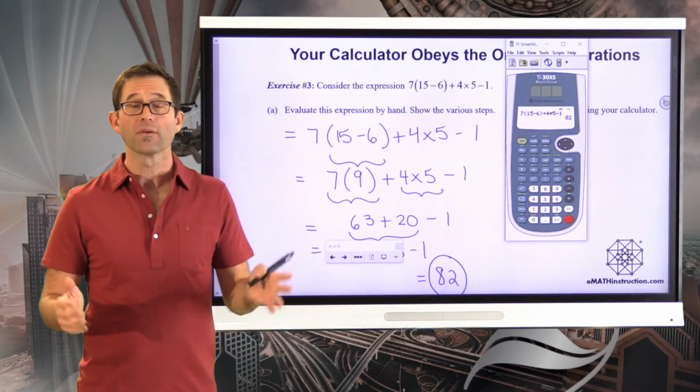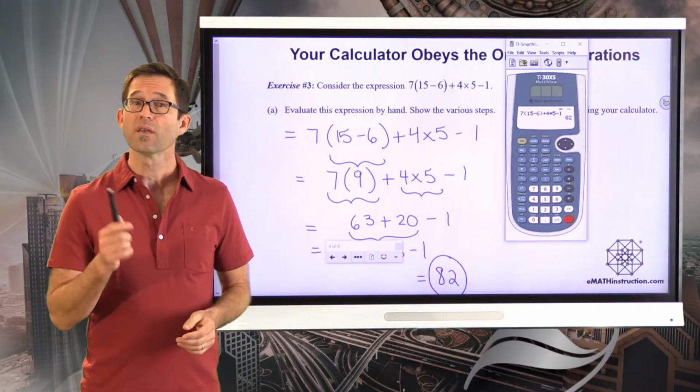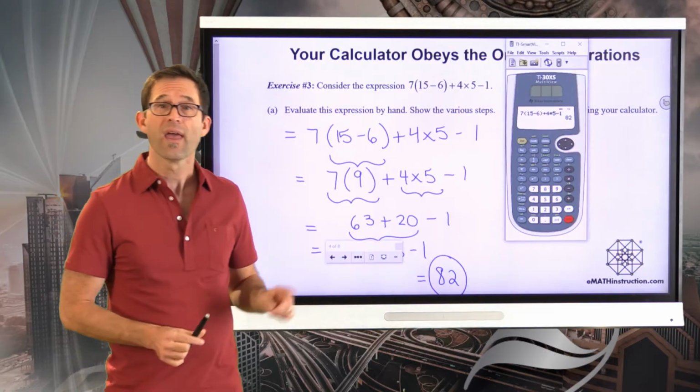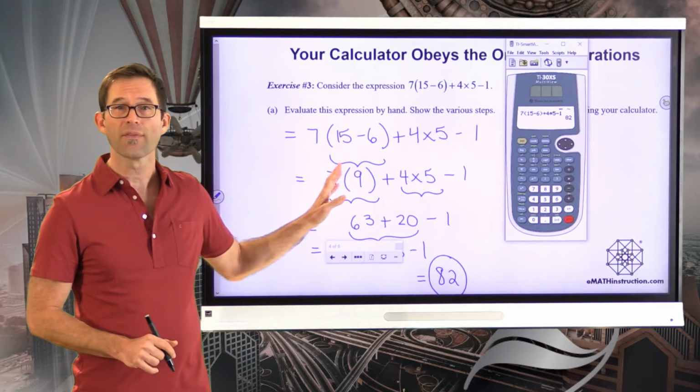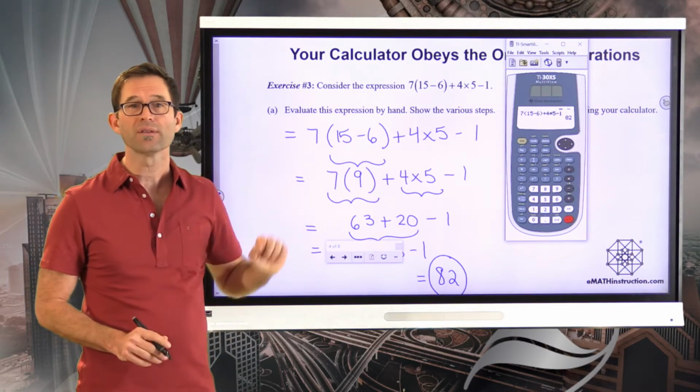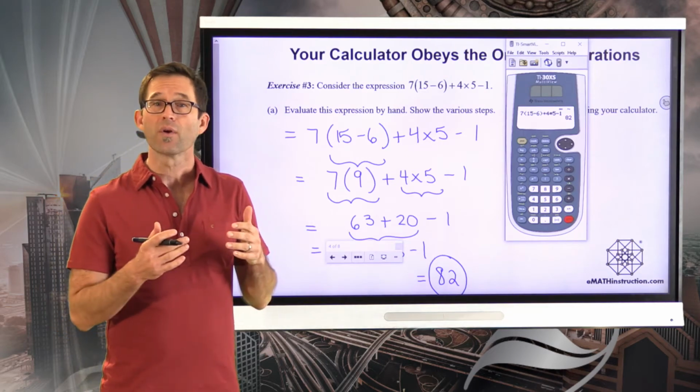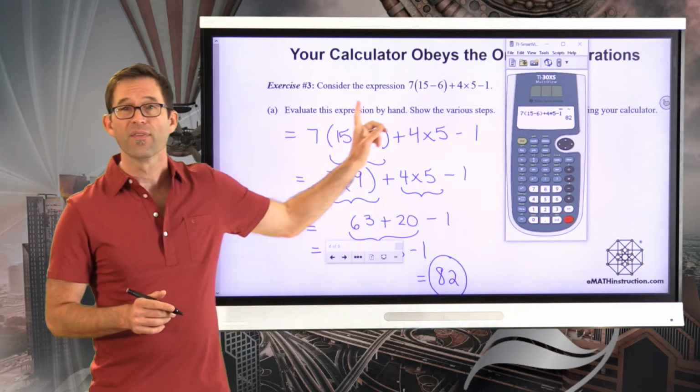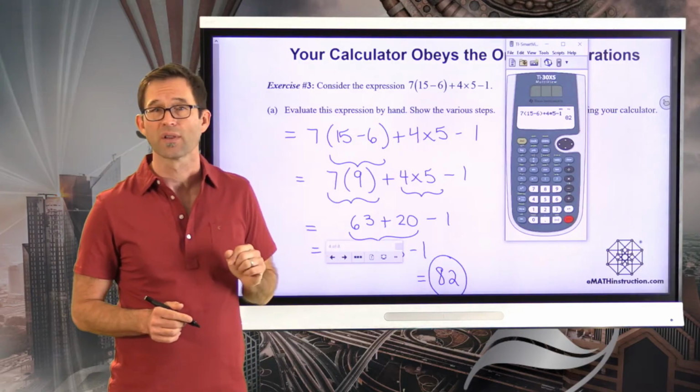Again, what's great about calculators is that they know order of operations. And because they have parentheses on them and all the other various kinds of operations, we can very easily use them to calculate the result of a longer expression like that.